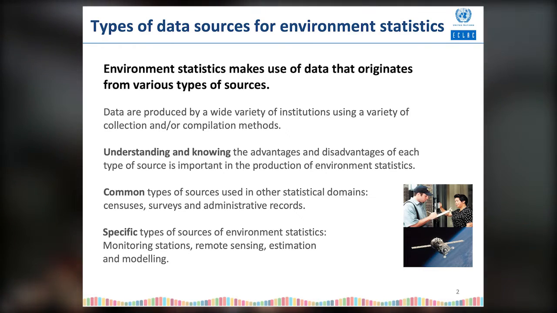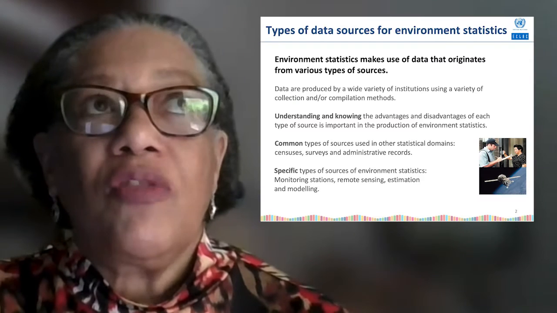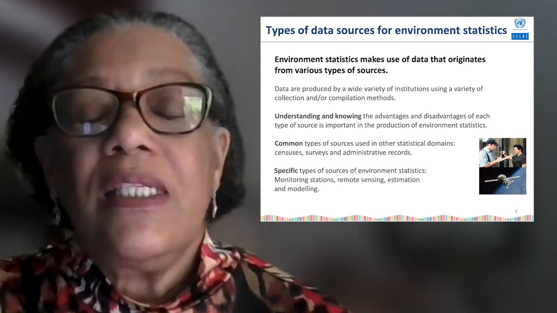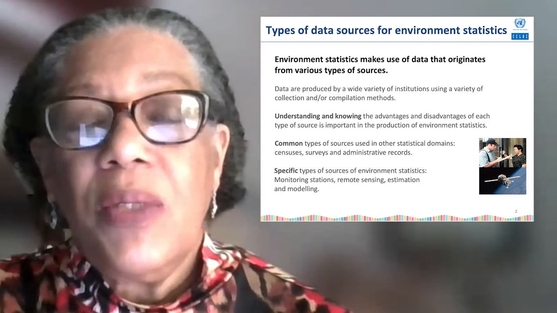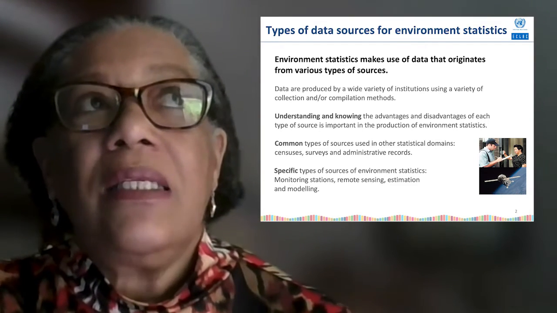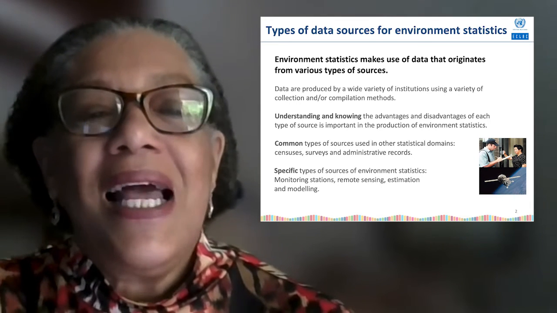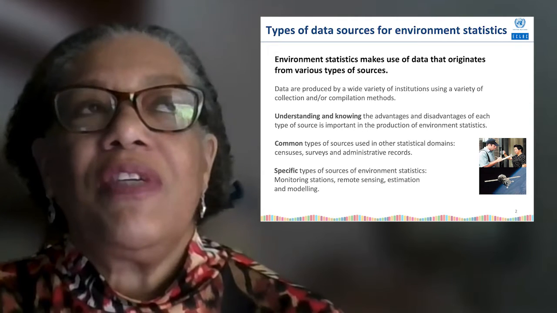Here we're looking at types of data sources for environment statistics, and we'd like to note that environment statistics uses a wide range of data that come from various different types of sources. The data comes from many institutions, and those institutions have different collection and compilation methods. So it is important to understand the advantages and disadvantages of each type of source that is used in the production of environment statistics.